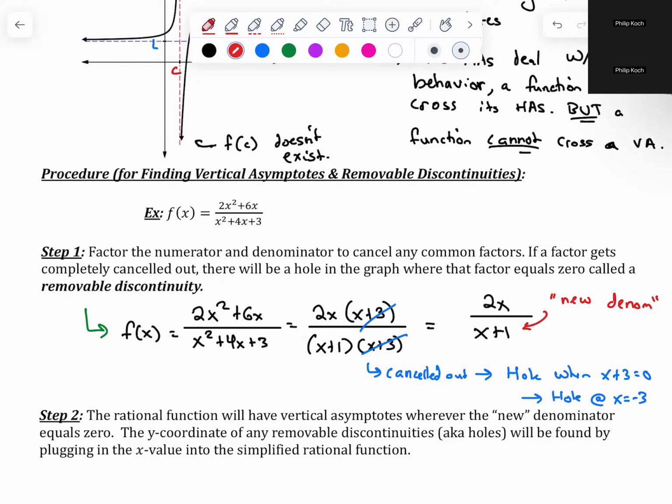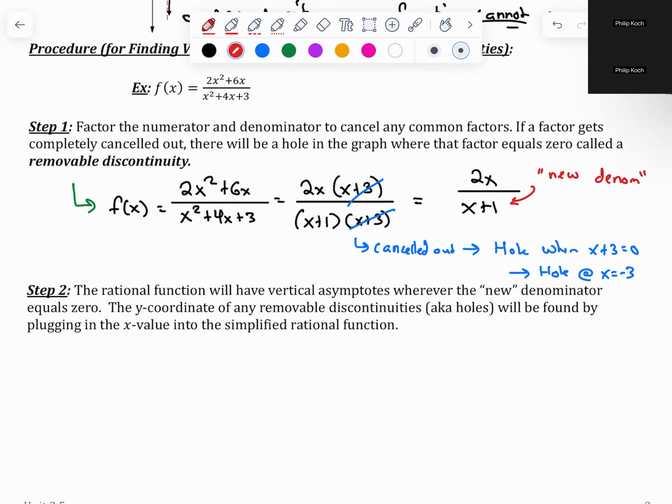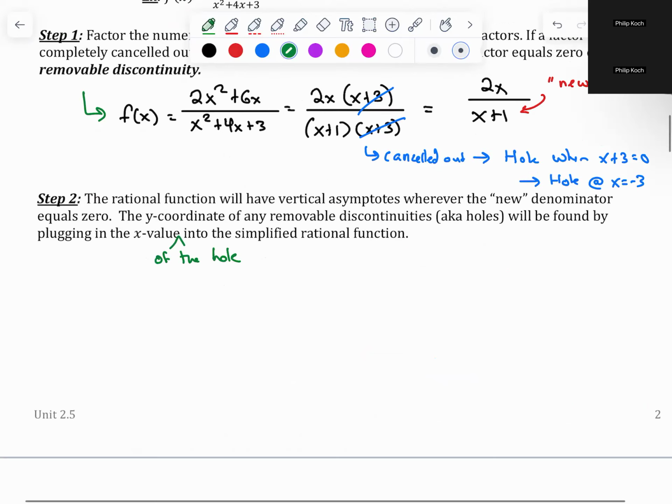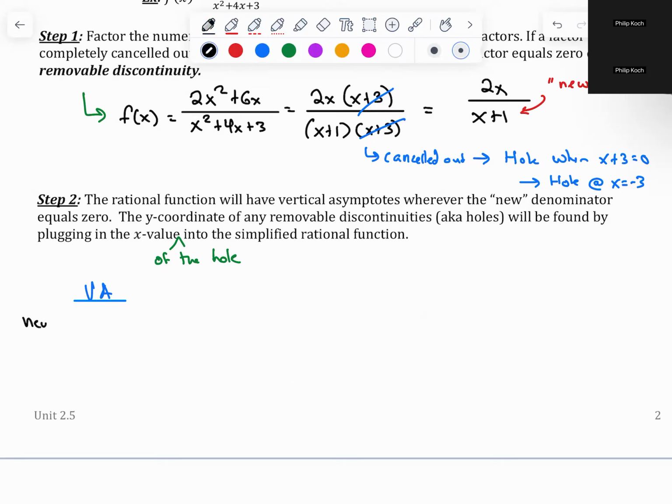You can find the y-coordinate of the hole of any removable discontinuity by plugging the x value of the hole into the simplified rational function. So the vertical asymptote is where the new denominator equals 0. That's x plus 1 equals 0, which gives me x equals -1. That is my vertical asymptote. This rational function has one vertical asymptote at x equals -1.